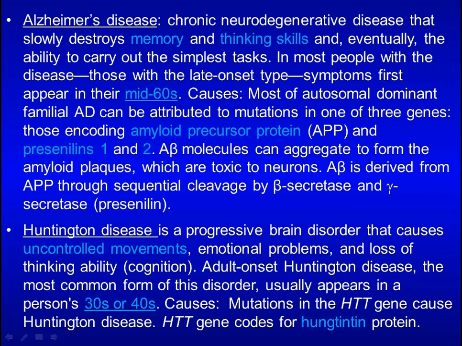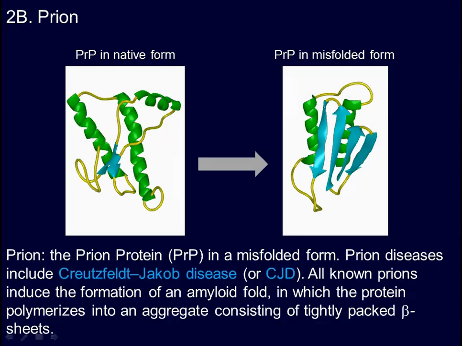Huntington disease is a progressive brain disorder. Key symptoms include uncontrolled movement. It occurs in patients in their 30s or 40s. It is caused by mutation in the HTT gene. This gene codes for Huntington protein.